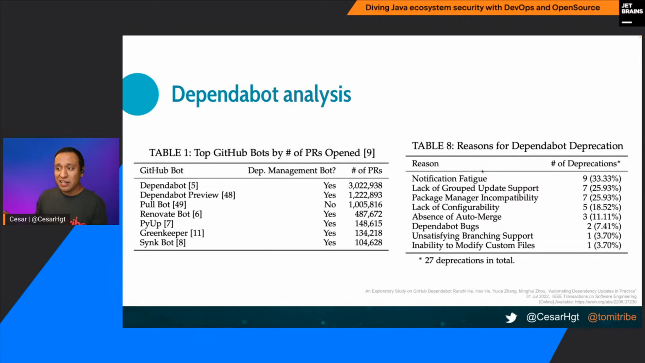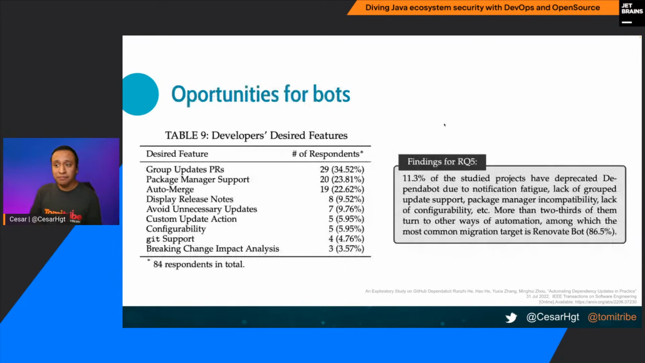But on the right side are the top reasons why people stop using Dependabot. So one of the things is notification fatigue, lack of group update support, package manager incompatibility, lack of configuration, and so on and so forth. So there is still a challenge in that area. That means there is an opportunity for improvement. Let's go to the next one, because I didn't know we were running out of time.